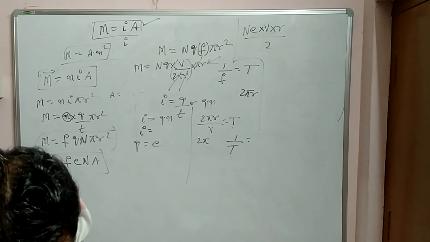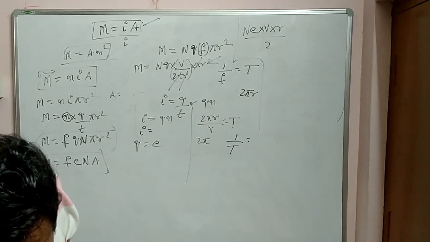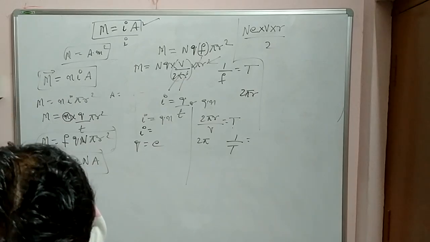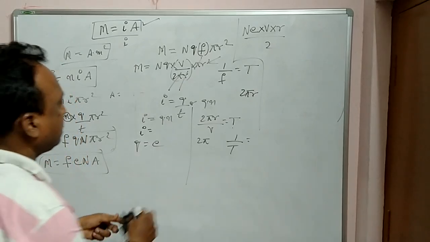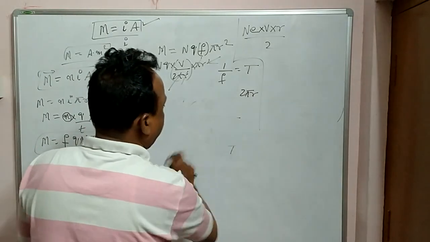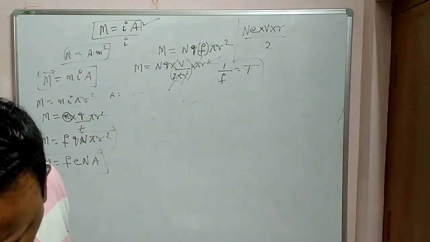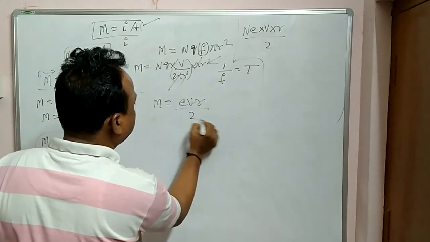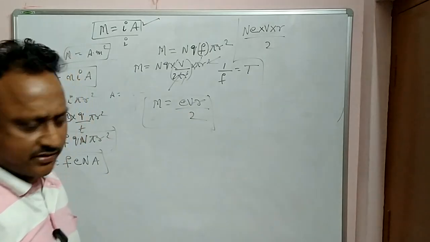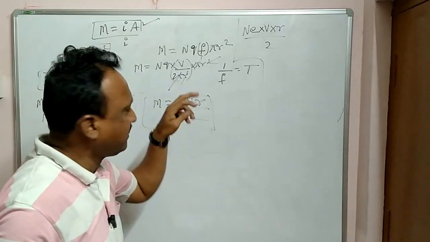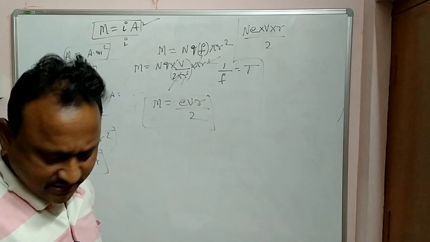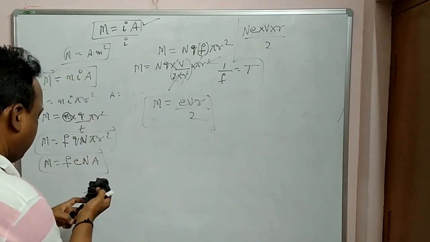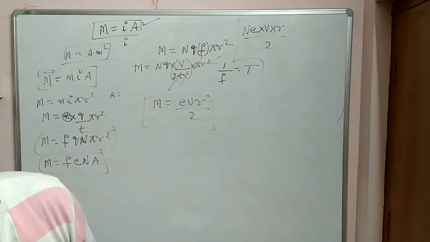Okay, check it once. See what we are getting finally: EVR by 2, please, EVR by 2. So finally the magnetic moment is equal to EVR by 2, where E is the charge of the electron, 1.6 into 10 power minus 19. V is the velocity, R is the radius, 2 is the factor. EVR by 2 has come. Okay, clear? So once again check it so that you can get that value here.